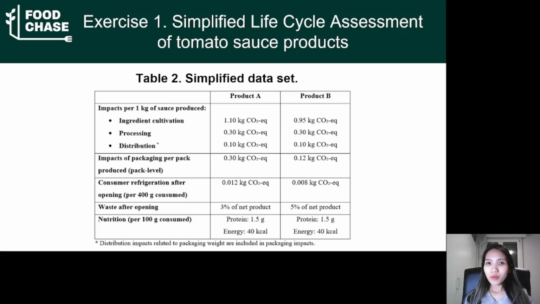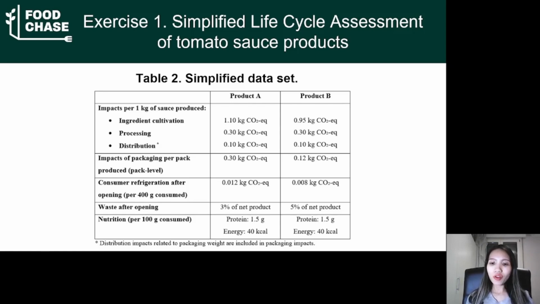In the second table, you can see the simplified dataset for each product. The impact per 1 kilogram of sauce produced includes the impact from ingredient cultivation, processing, and distribution. This term distribution refers only to the distribution of the product, not the packaging. The distribution impact related to packaging weight is included in packaging impact that you can see in the row below.